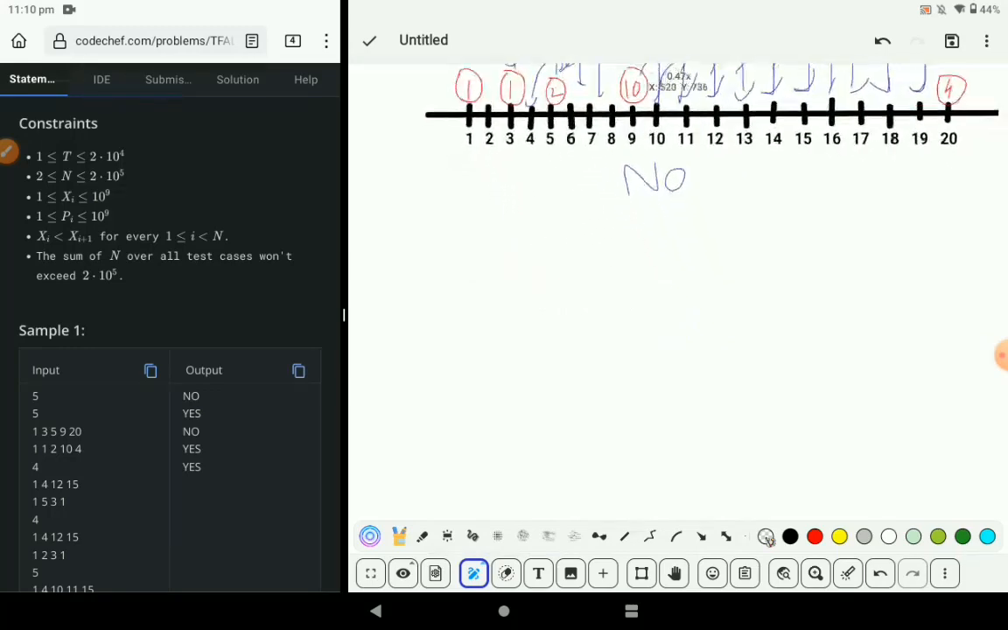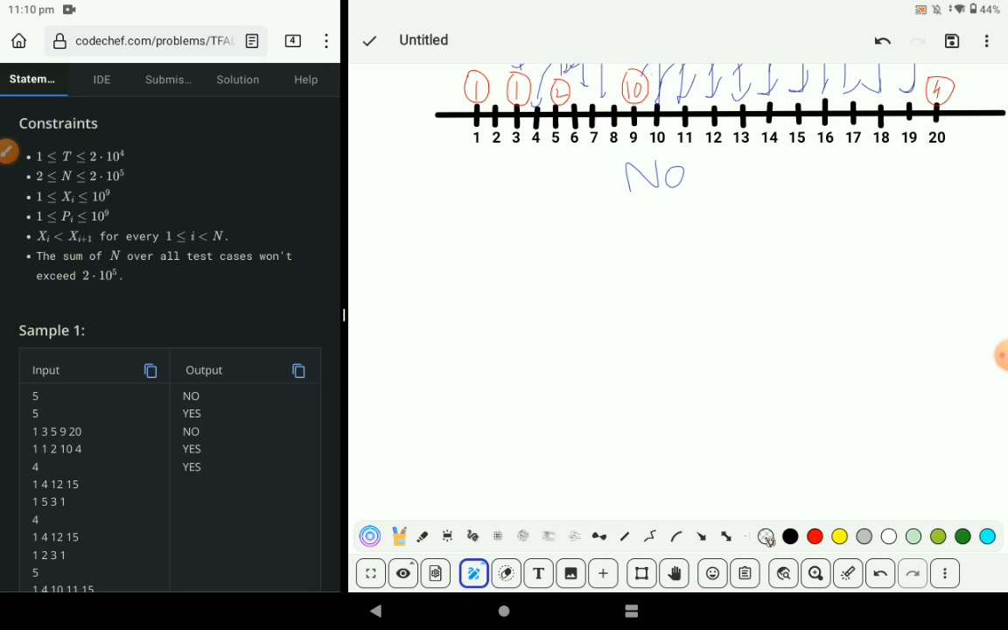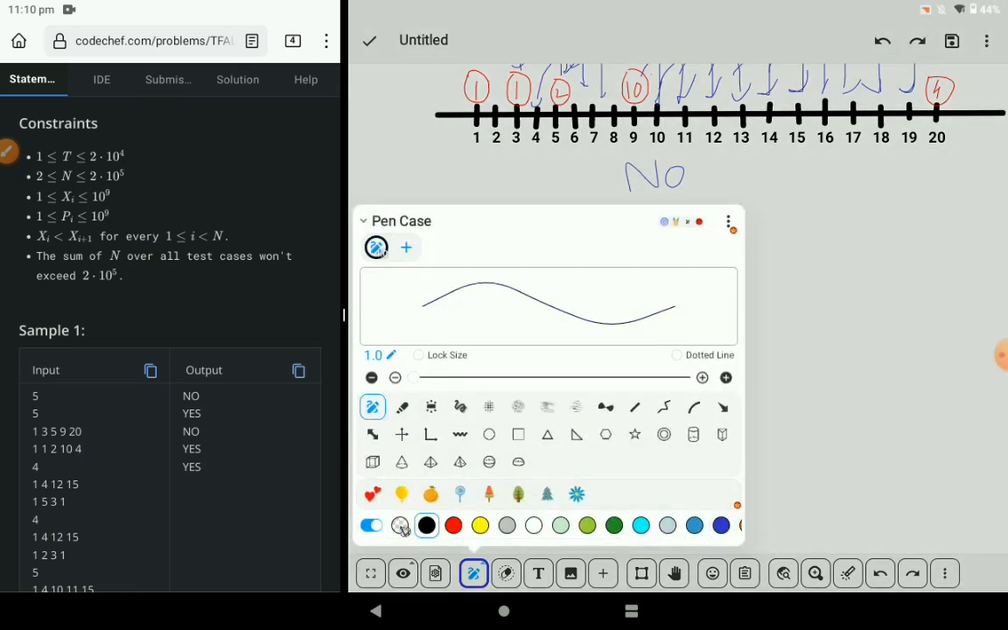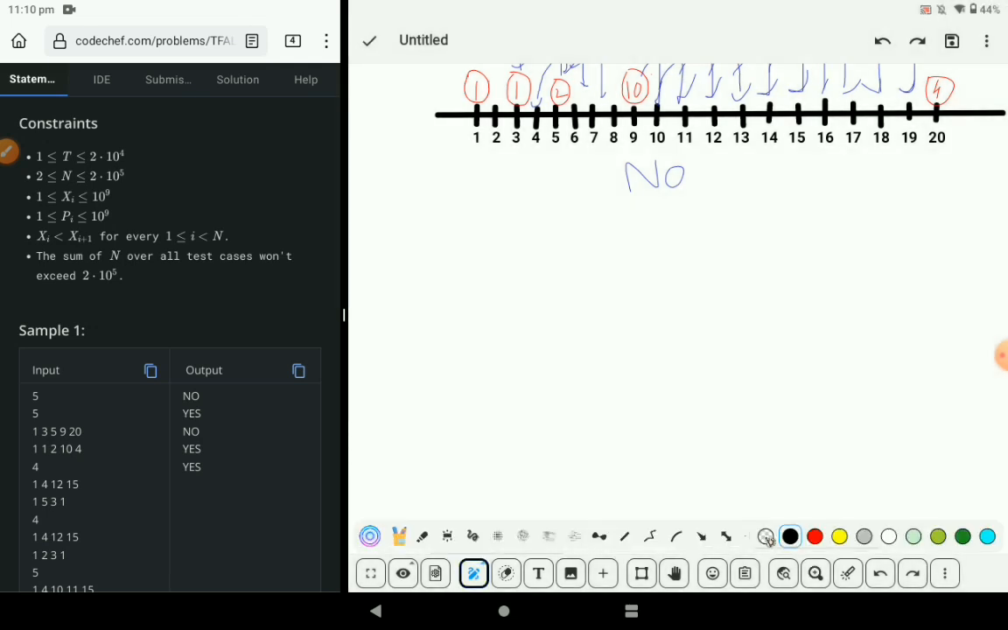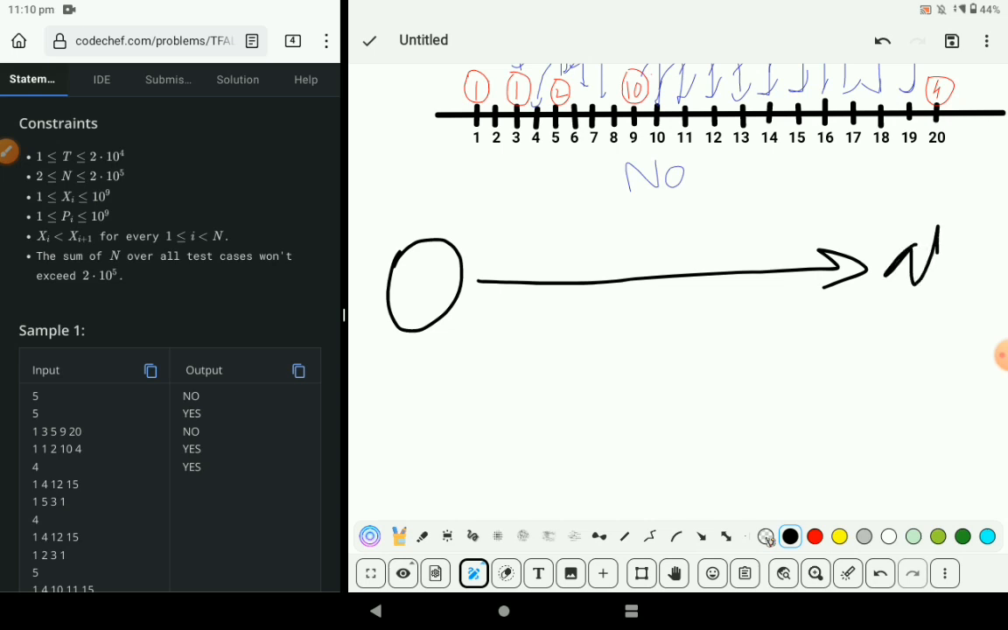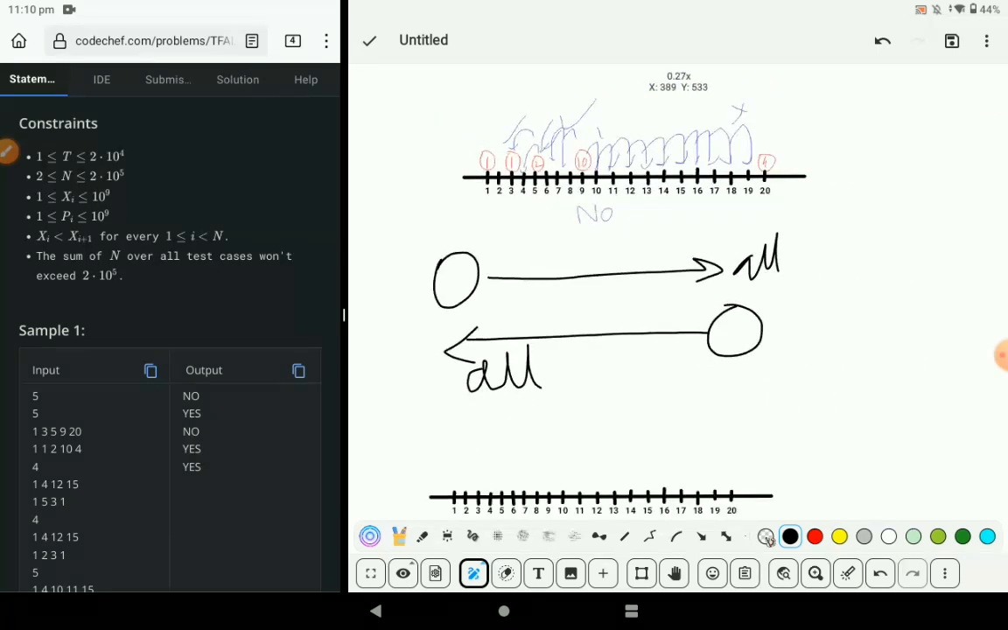So now let's consider how the balls will collide with each other. There will be six ways in which the balls will collide. Either the ball will move in the right direction and activate all balls, or it will move in the left direction and activate all balls. Is that clear?